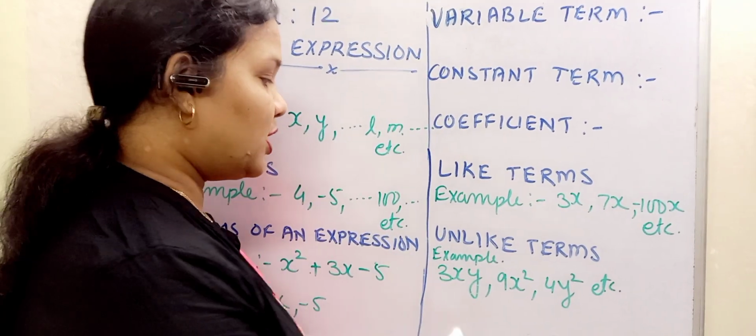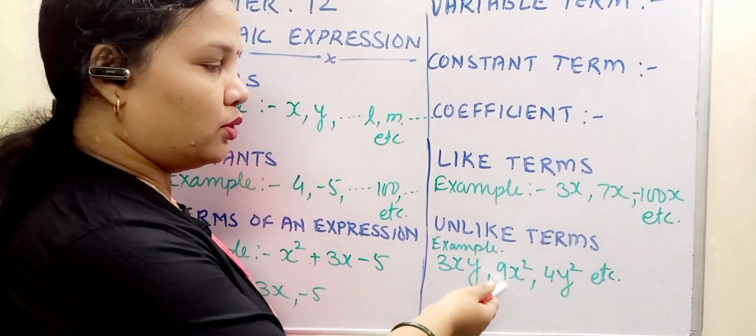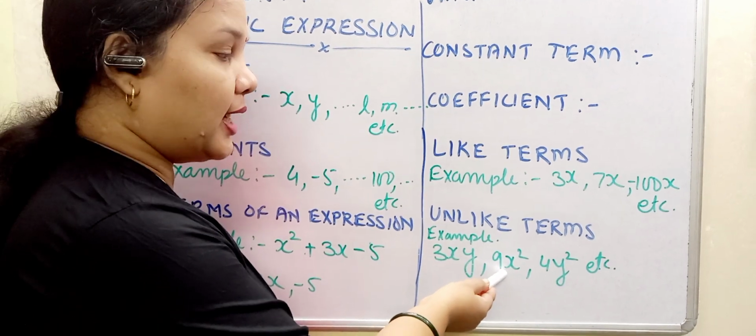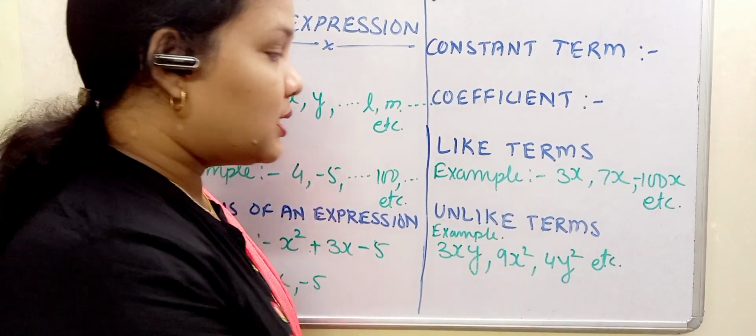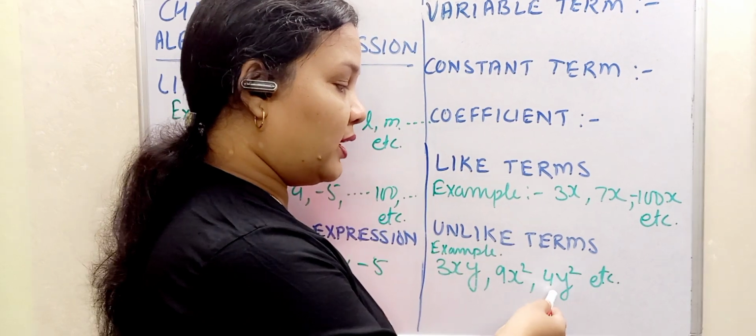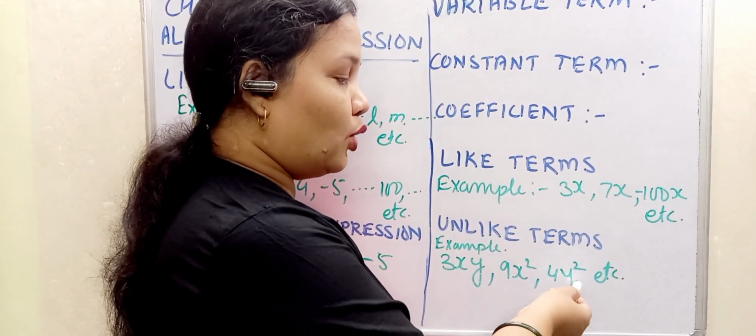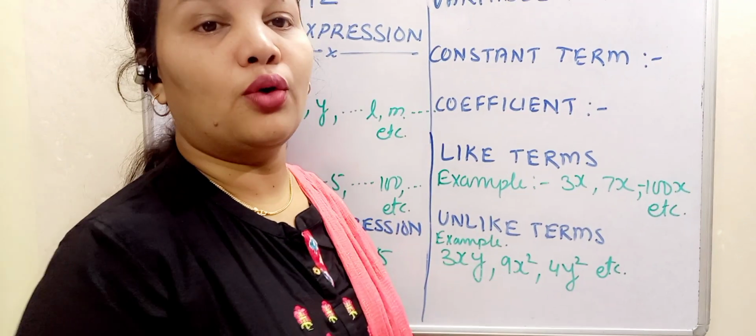Suppose I am taking 9x square, so we can say that 9 is the coefficient of x square. Similarly, 4y square, what can we say? 4 is the numeric coefficient of y square, or simply the coefficient only.